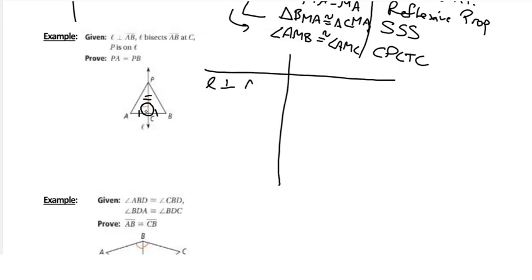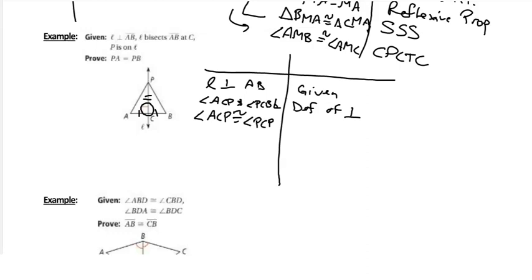L is perpendicular to AB, given. Then angle ACP and angle PCB are right angles. And that would just be definition of perpendicular. How do we use these? Are they congruent, or are we stating that the triangle is right so we can use HL? Well, since we're using SAS, we care about them being congruent. And that is all right angles congruent.